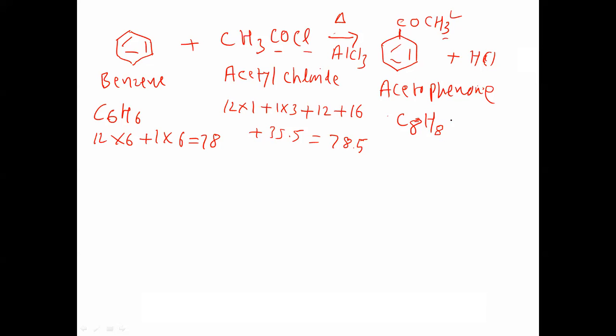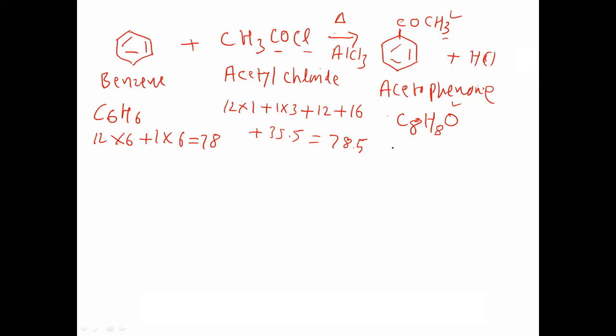Oxygen atoms: only one, so O. Once again, 6 carbons of benzene plus this carbon 7 and this is 8, so C8. Hydrogen 5 on the benzene ring and 3 means 8. So C8H8O is the molecular formula of acetophenone.